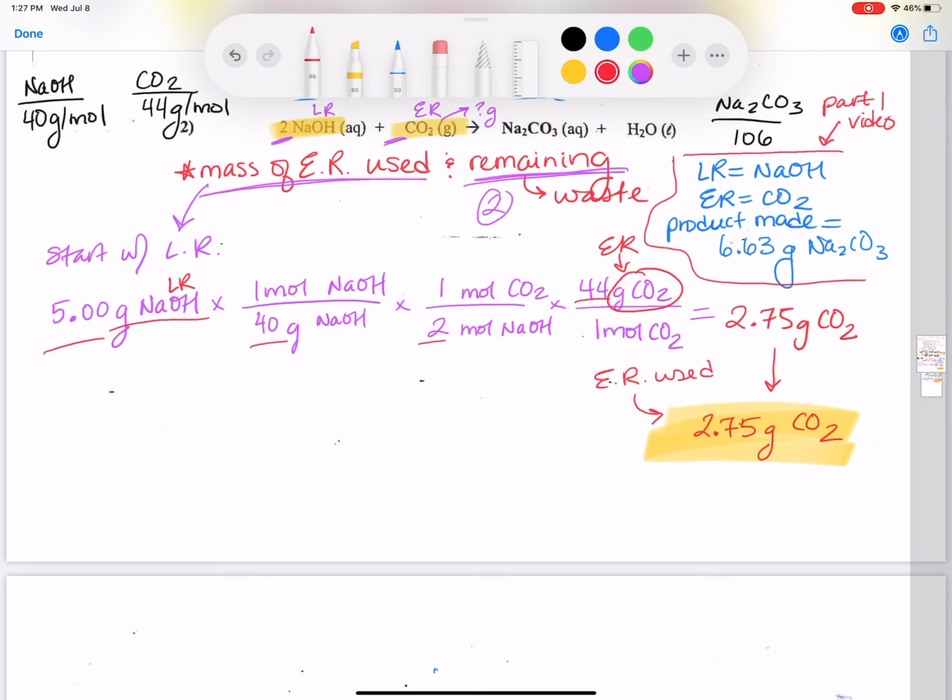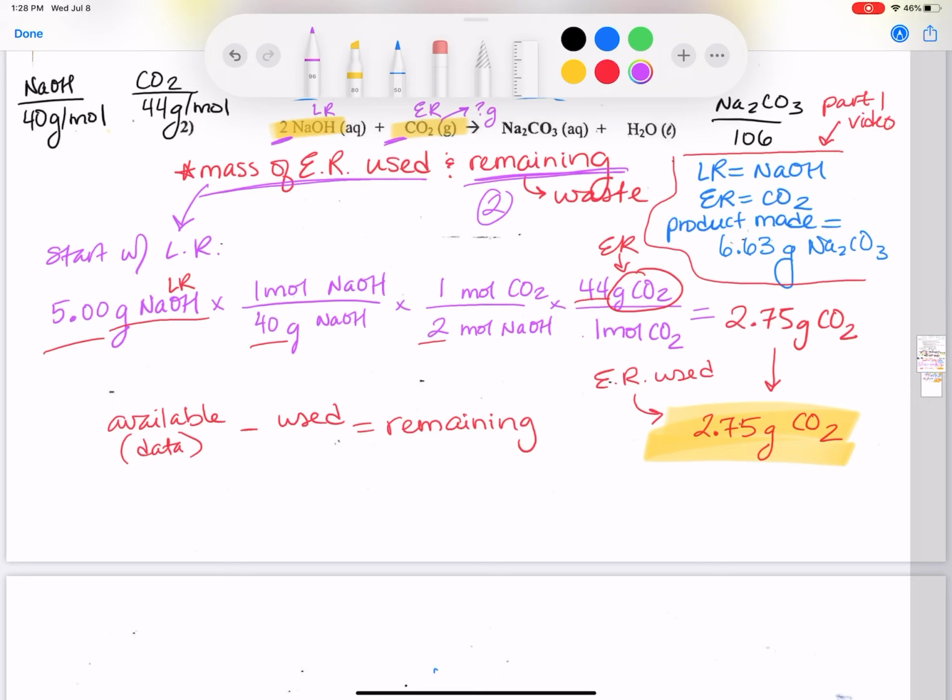Now I need to figure out how much was remaining. So my remaining is always going to be how much was available, and that comes from my data, minus how much was used, and that comes from the calculation that I just performed. And that's going to be now my remaining.